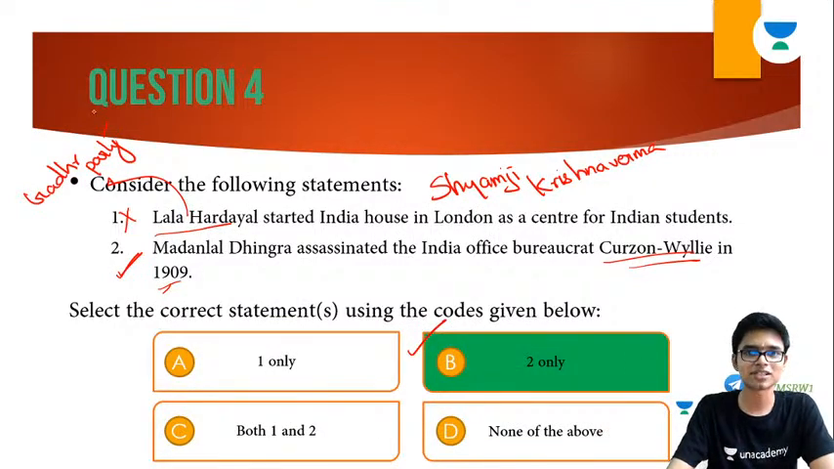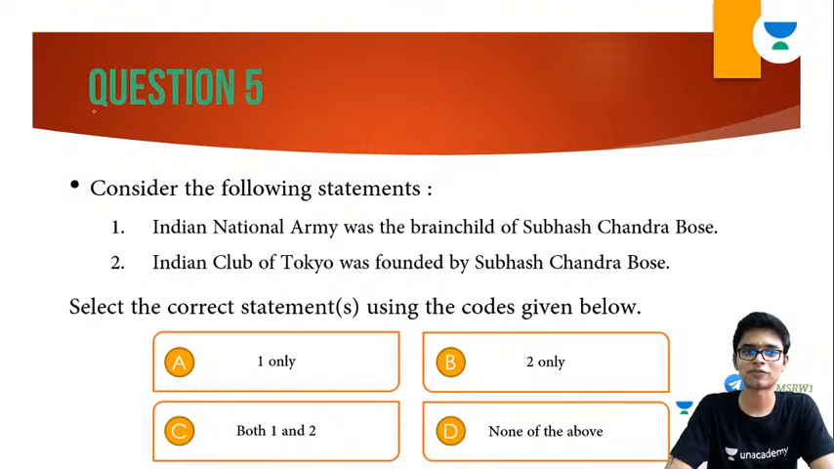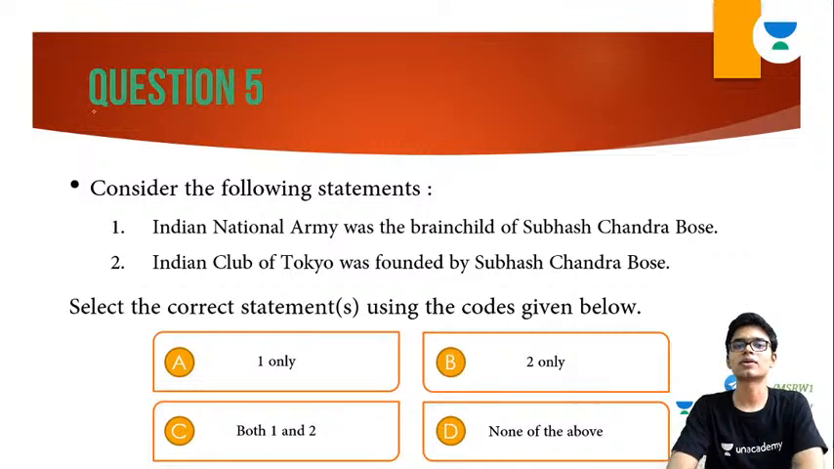Moving on to the final question from history. Question number five. Consider the following statements. One, Indian National Army was the brainchild of Subhash Chandra Bose. Two, Indian Club of Tokyo was founded by Subhash Chandra Bose. Select the correct answer. Yes, Saubhagya, correct. Shyamji, Amudini Rajendran, correct. Lala Hardayal, San Francisco. I mean, the Ghadar Party was started in San Francisco in the United States of America. Okay. Shyamji Krishna Varma. Yeah, Seema also correct.